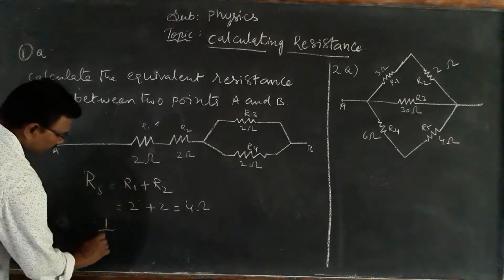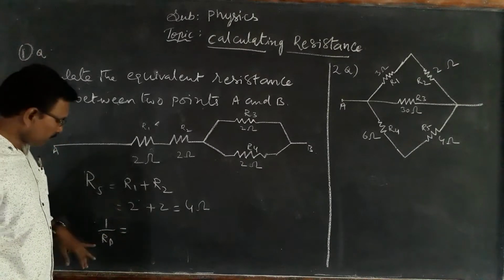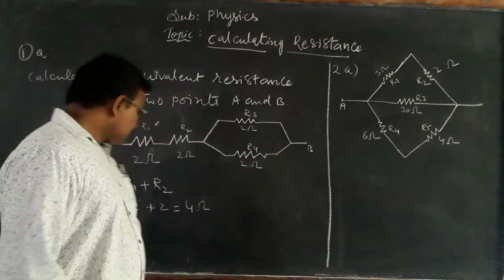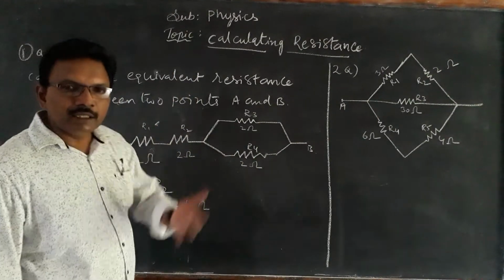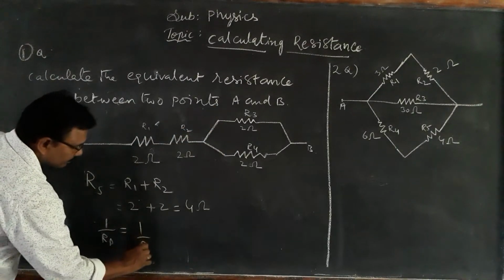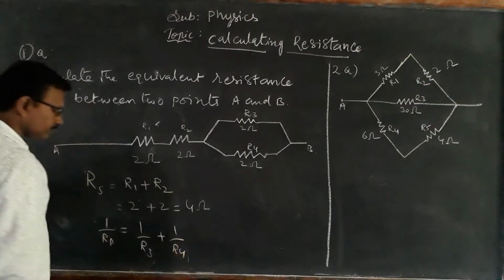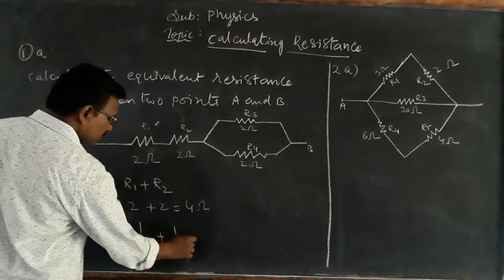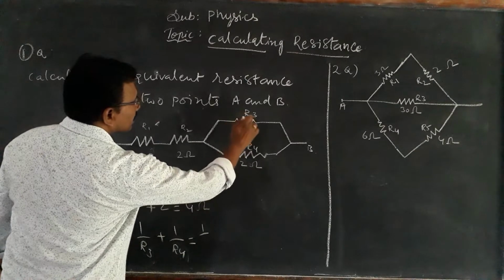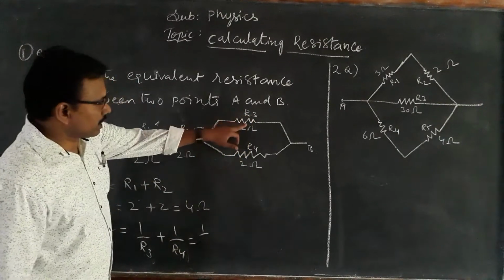You do first 1 by RP. That means the total resistance of the parallel will come as a fraction, 1 by RP. Then after getting the result you take the reciprocal. Now learn how to do 1 by R3 plus 1 by R4. Now what is this? 1 by R3. What is the resistance of the third resistor?